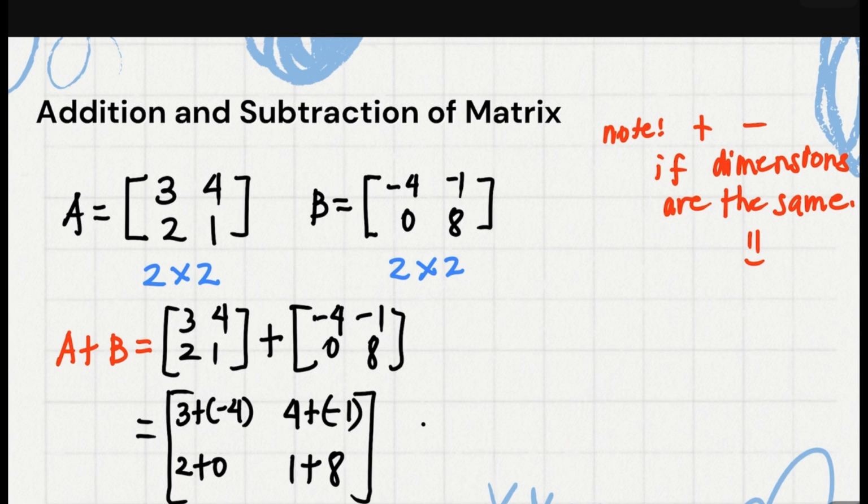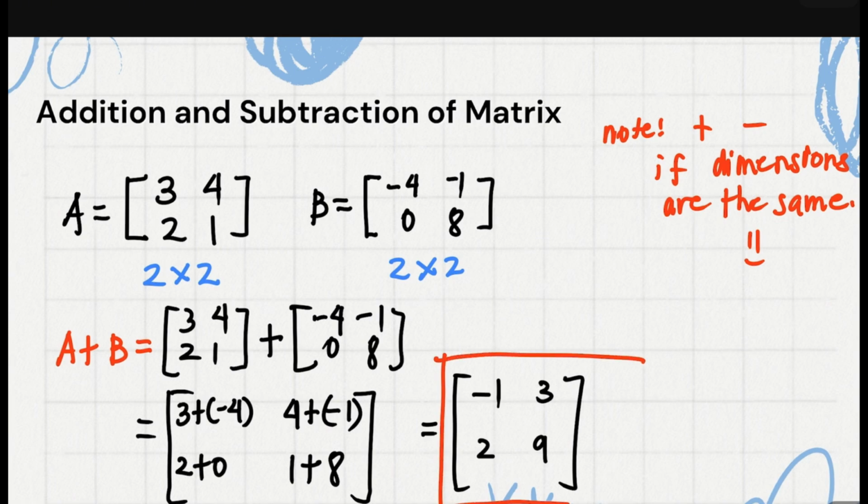Then summarizing or simplifying further, our matrix will now be 3 plus negative 4 is negative 1. 4 minus 1 is 3, 2, and 9. So this will be our final answer for this simple operation involving addition of two matrices.